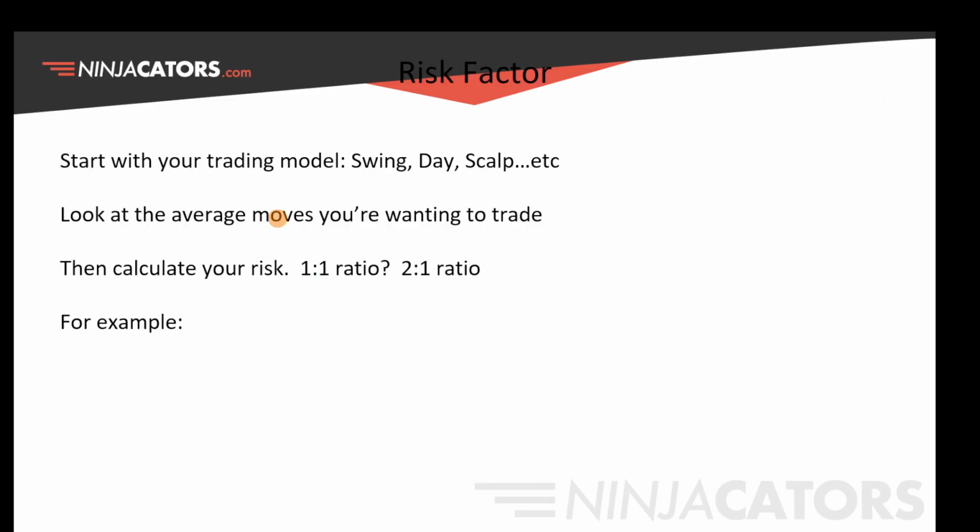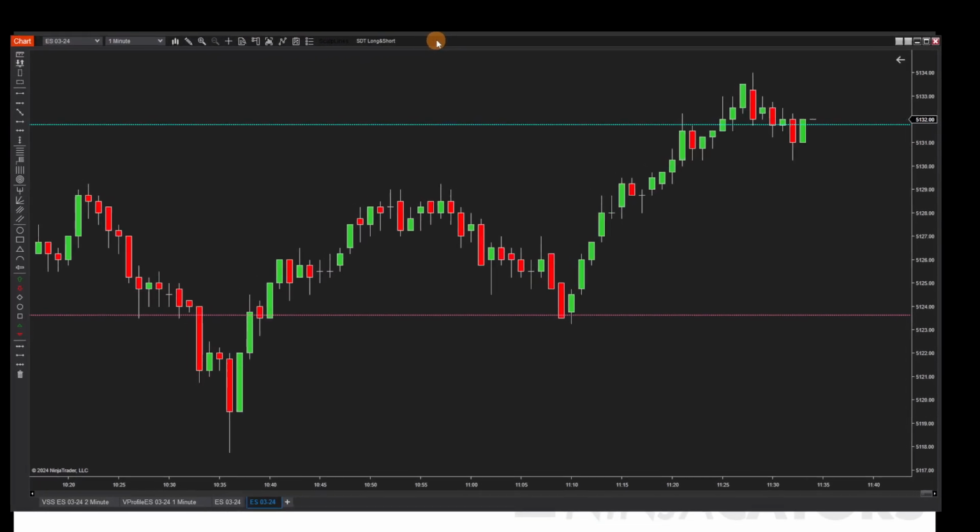Start off by assessing your risk factor. Start with your trading model. Are you a swing trader, day trader, a scalper, etc.? Look at the average moves you're wanting to trade, and what does your trade model look like? Assess the risk on that trade model. Is it a 1-to-1 ratio, 2-to-1 ratio? Is that typically what you're looking for? So, for example, let's go to a chart here, and I'll show you what I mean.